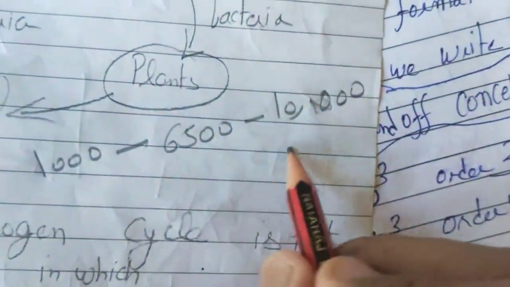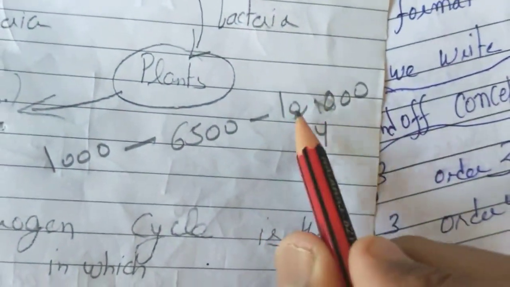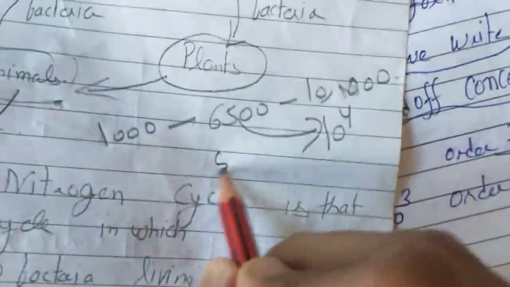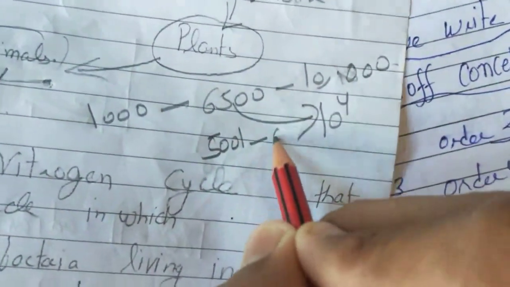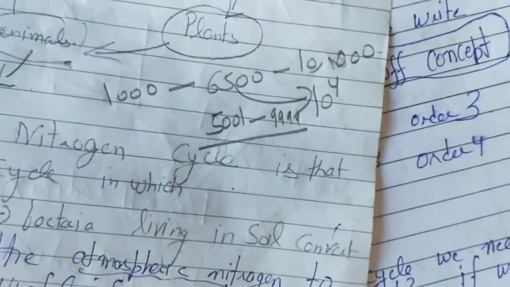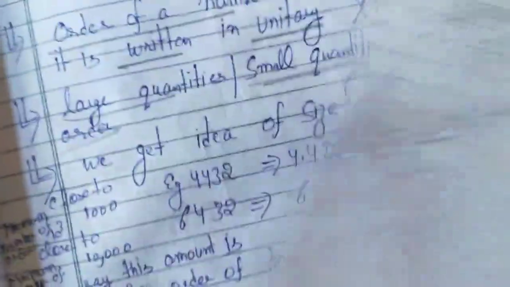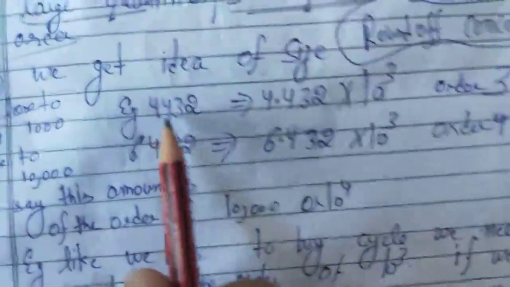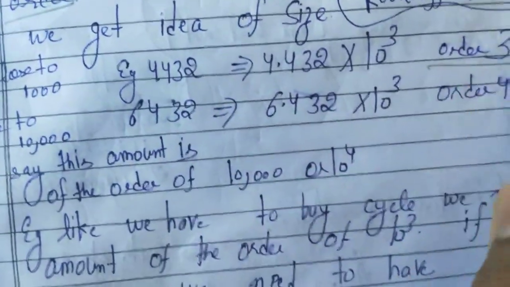And look at this 6500. It is near to 1000 or near to 10,000? It is very near to 10,000. So we will take it as order of 10 is to power 4. So all amounts exceeding 5,001 up to 9999 will have an order of 10 is to power 4. So this is the concept you should keep in mind. 4432 is order 3. 6432 is order 4.